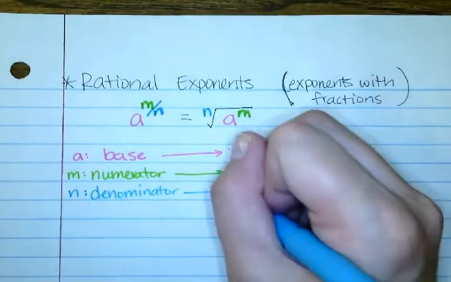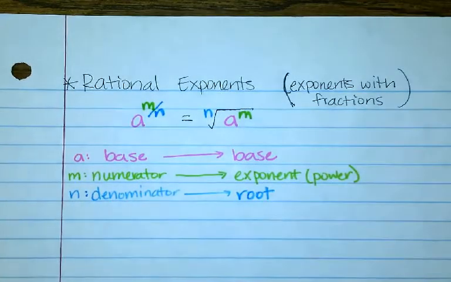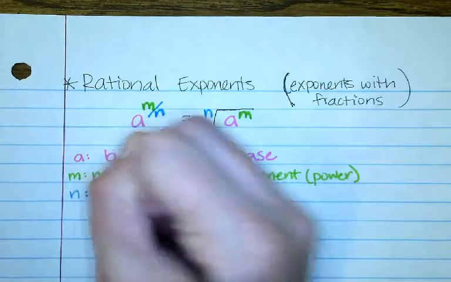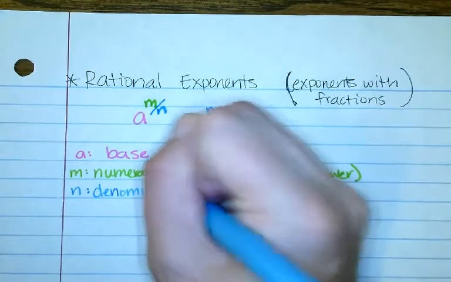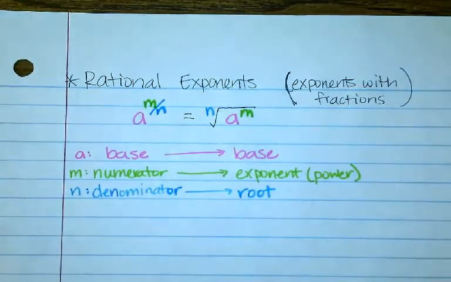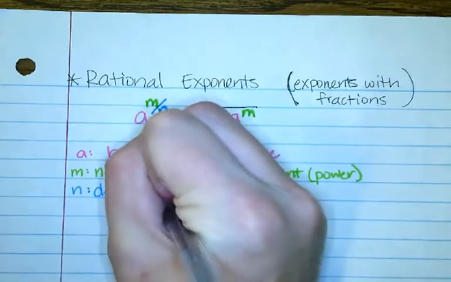Are you guys comfortable with that? So the denominator is going to become your root. Oh man, I'm kind of running out of ink here. Okay, so that denominator becomes your root. All right, so now we are going to practice rewriting these with different values. I think I'm going to have to change pens because my blue pen is almost out here. Okay, so the denominator becomes your root.